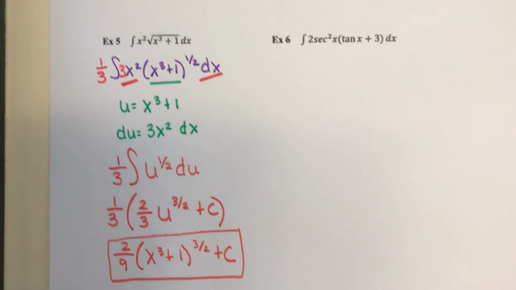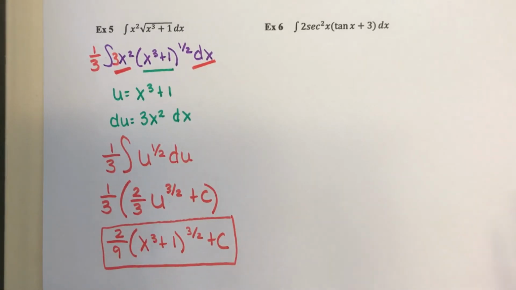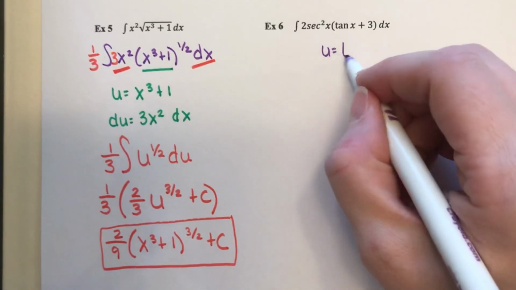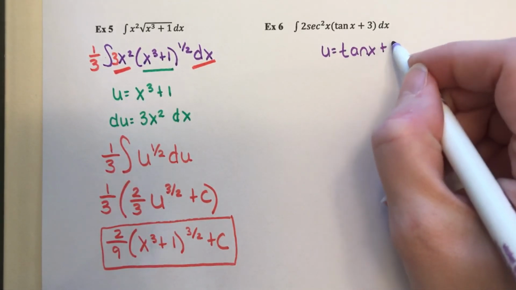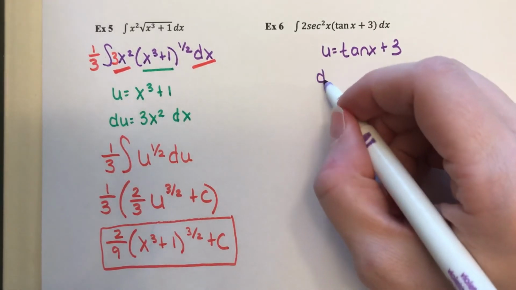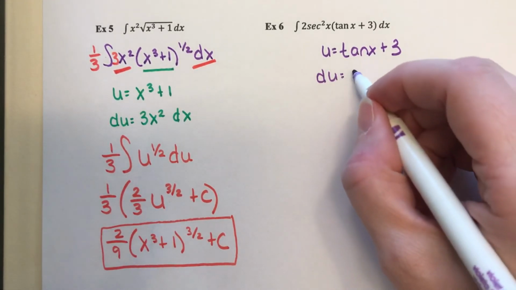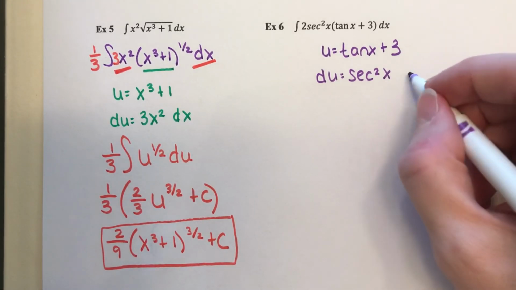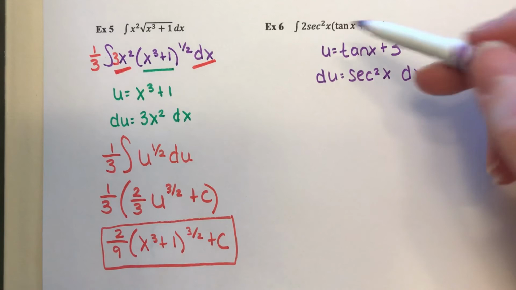Okay, let's move on to number 6. So right away I see parentheses, so I'm going to pick that as my u. Now if you pick the wrong u, like let's say you pick a u and the derivative does not equal anything close to what you already have, you can always go back and pick a different thing as your u. So du, derivative of tangent is secant squared. Derivative of 3 is 0, dx. So it almost works out perfect.